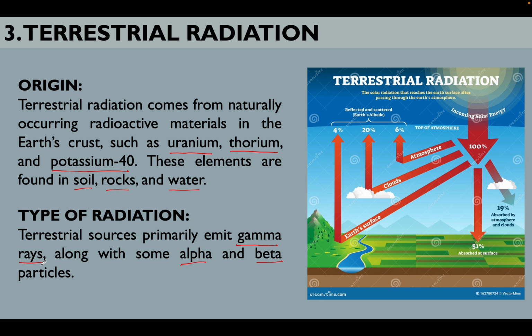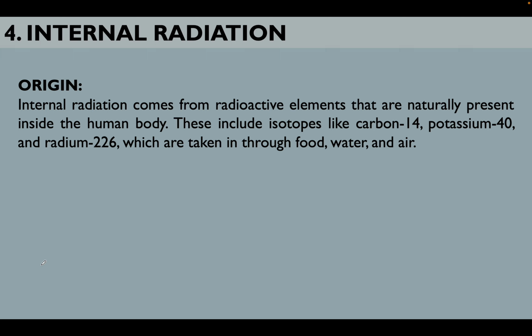Now, we have also the fourth one, which is what we call the internal radiation. So, kani si internal radiation, ang origin ani, or where can we find an internal radiation? So, internal radiation comes from radioactive elements that are naturally present inside the human body.